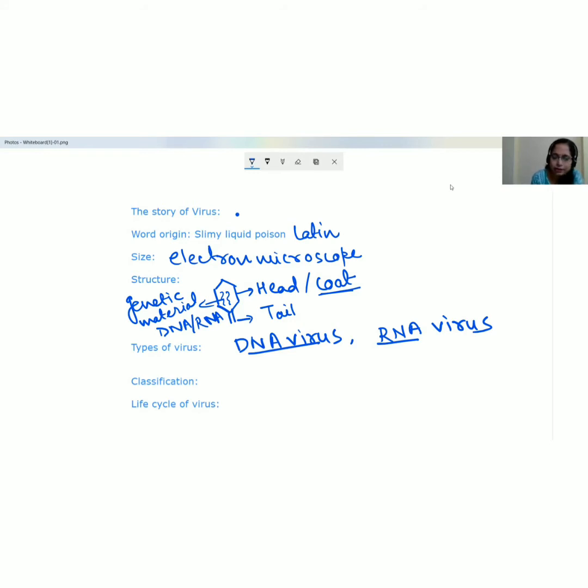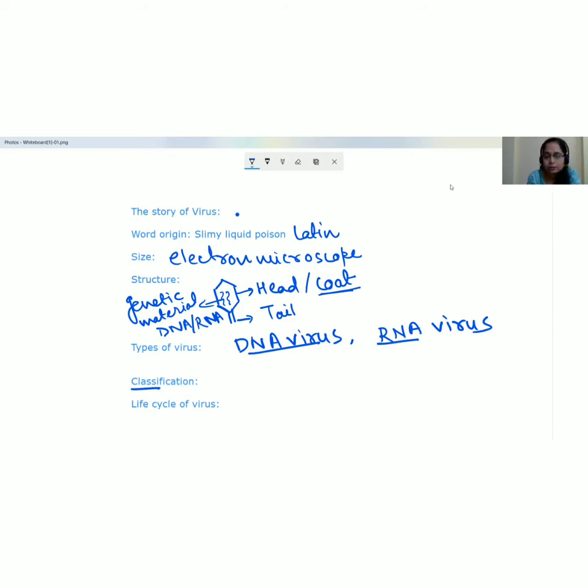Now the next tricky thing is what? The classification of virus. What is classification? First, let's understand this thing. Classification is the grouping of something into different groups. Say for example, there is a group of students and I will classify them into students of class 6th and students of class 7th. Okay.